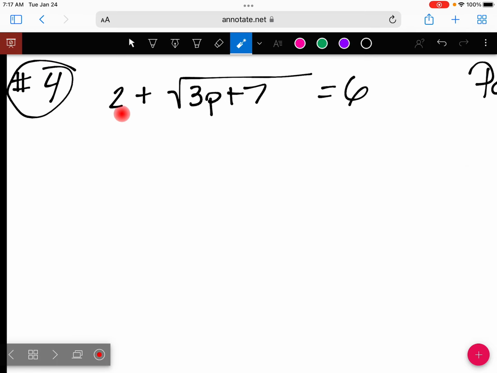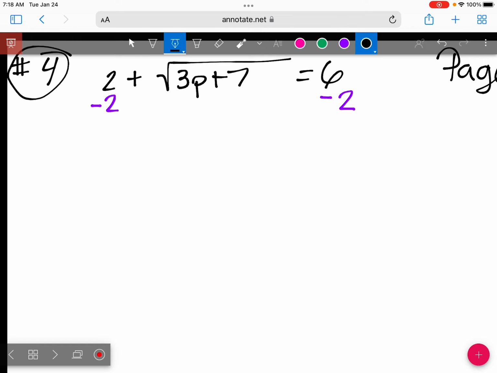So, looking at this problem up here, this one is number 4. What's my first step going to be? The 2. What are we going to do with the 2? It's being added to, so what are we going to use? Subtraction. So we're going to subtract this 2 from both sides. So that's going to give us the square root of 3p plus 7 equals 6 minus 2 is 4.